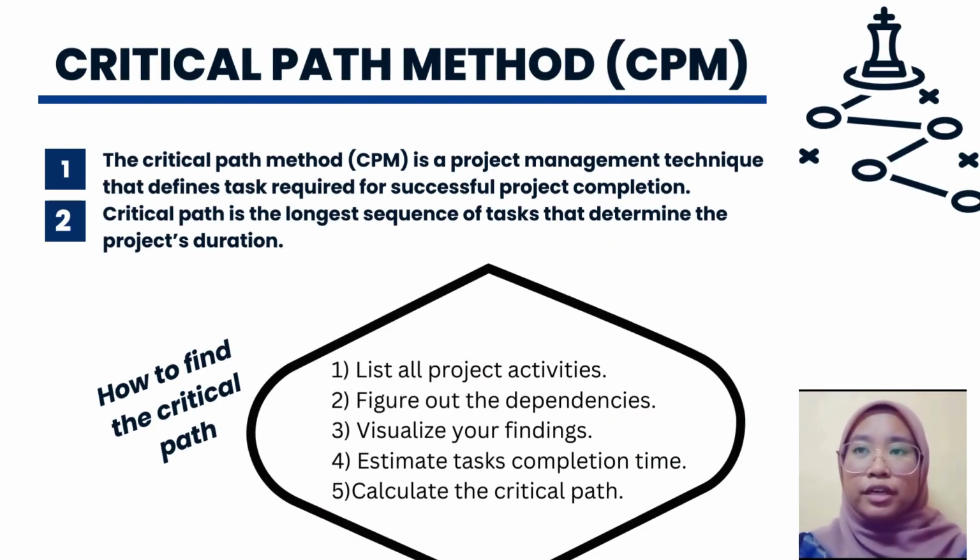To answer question number 2, we'll use the critical path method. The critical path method, or CPM, is a project management technique that defines tasks required for successful project completion. The critical path is the longest sequence of tasks that determine the project's duration. So, how to find the critical path?